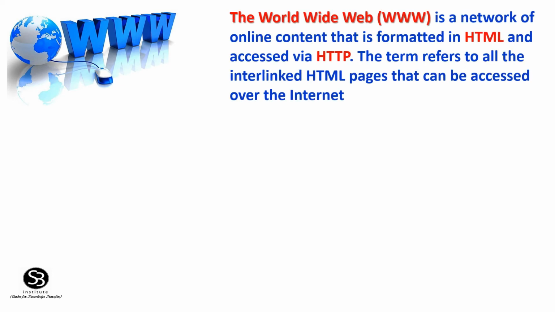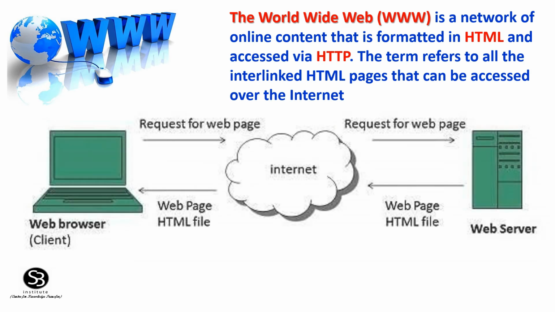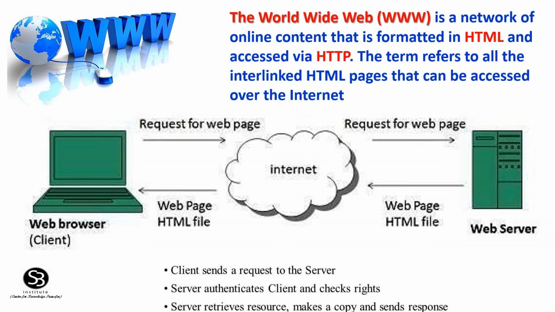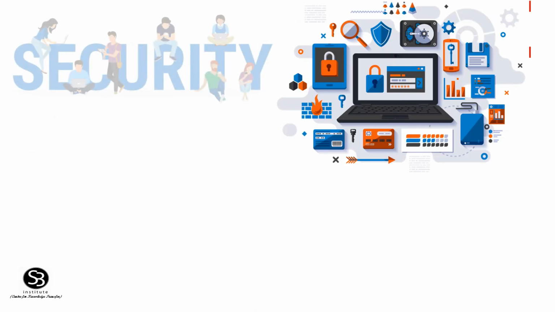WWW is the World Wide Web, which is a network of online content that is formatted in HTML and accessed via HTTP. The term refers to all the interlinked HTML pages that can be accessed over the internet. The working of the WWW can be explained as follows: a client sends a request to the server, the server authenticates the client and checks rights, the server retrieves resources, makes a copy and sends the response, and the client retrieves the response.